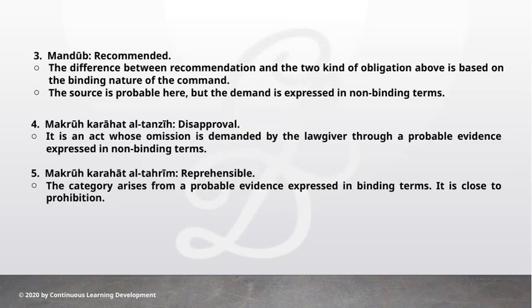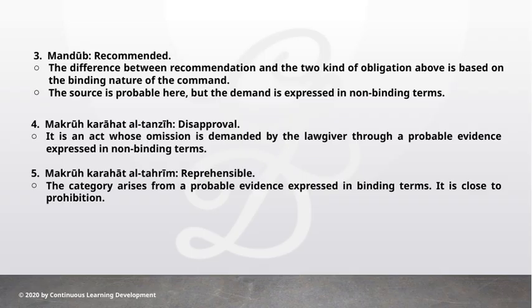Now, let's explore 3 important categories of Islamic legal rulings related to acts and their level of obligation or disapproval. First, we have makruh tanzihan, which simply means disapproval. This category covers acts that are not outright forbidden but are still disliked. Crucially, the lawgiver demands that these acts be omitted based on probable evidence, but this demand is expressed in non-binding terms. So, while it's not strictly prohibited, it's better to avoid doing them.